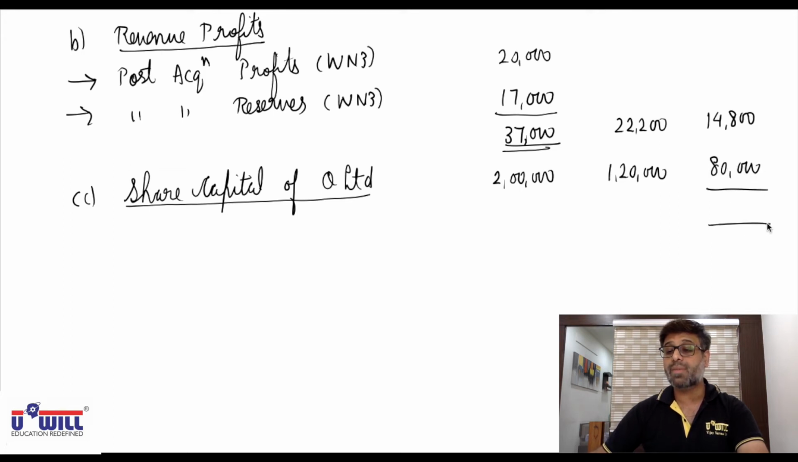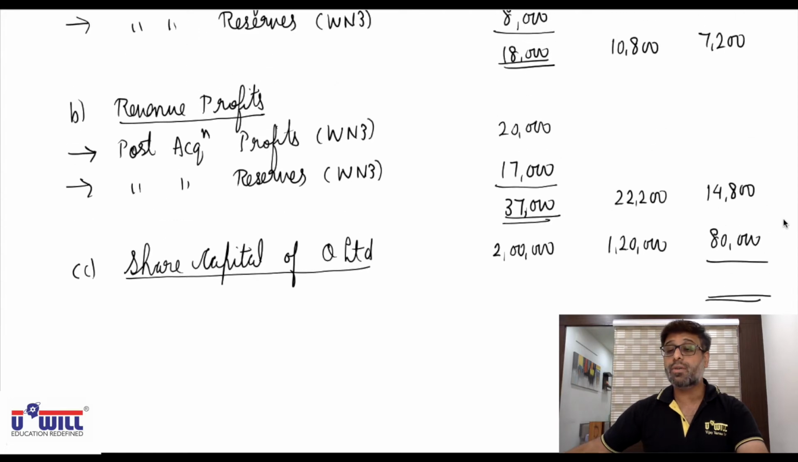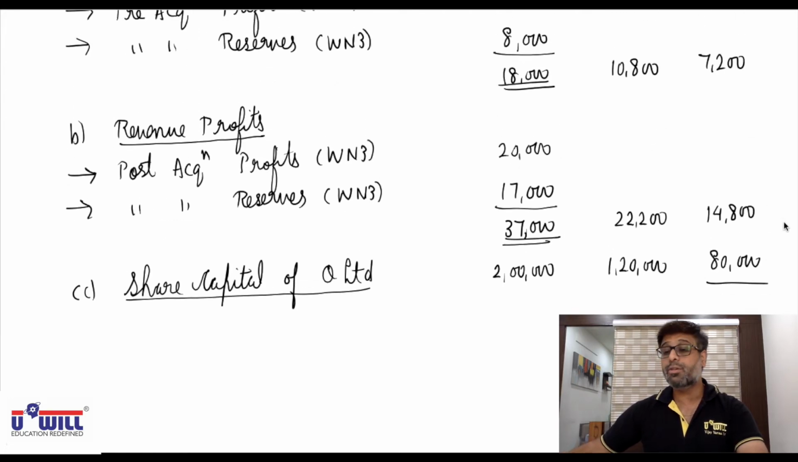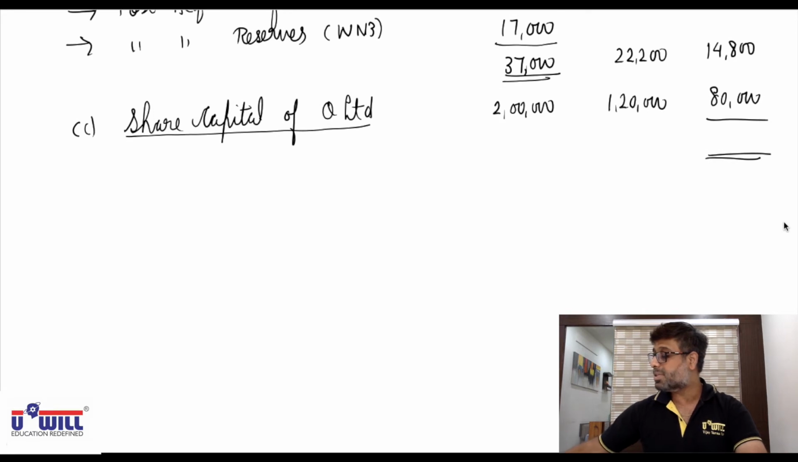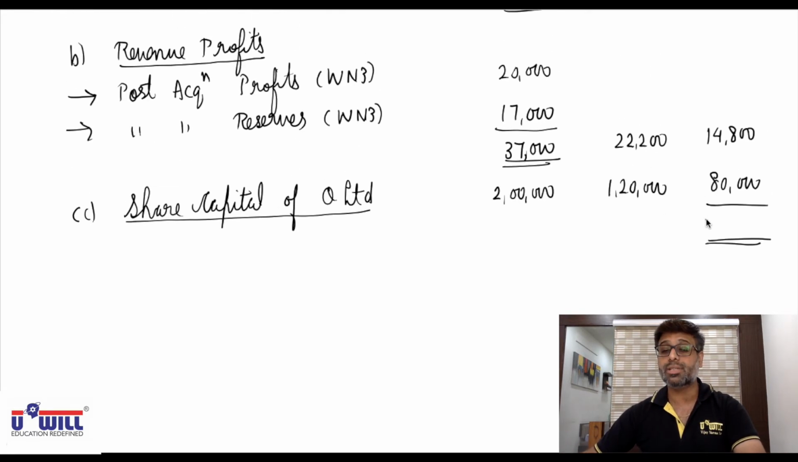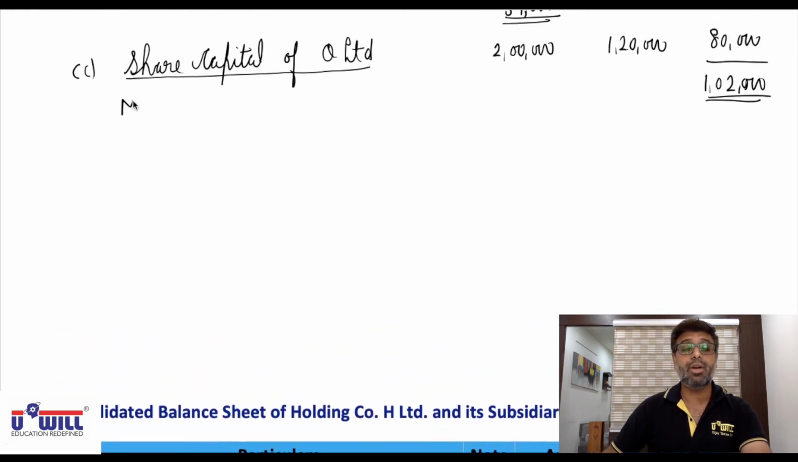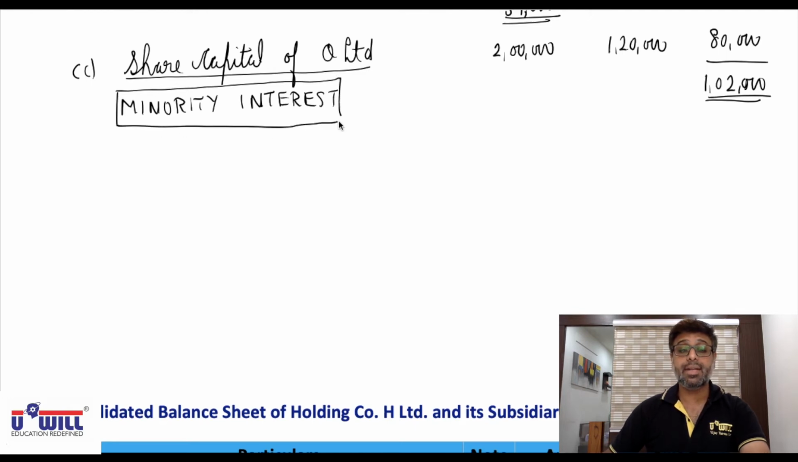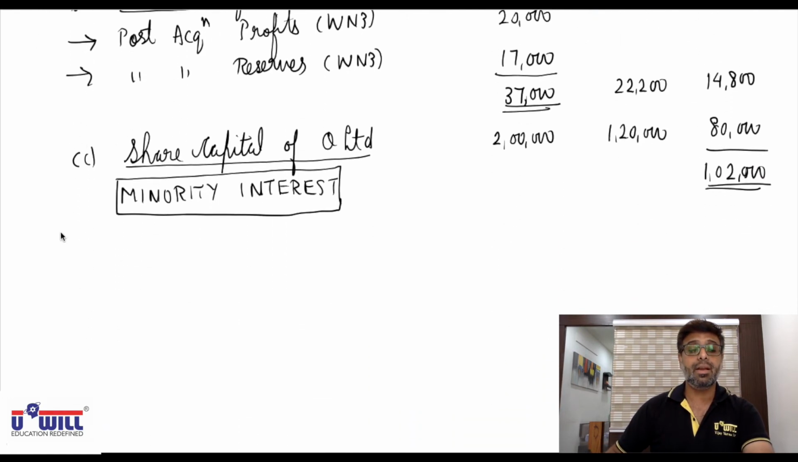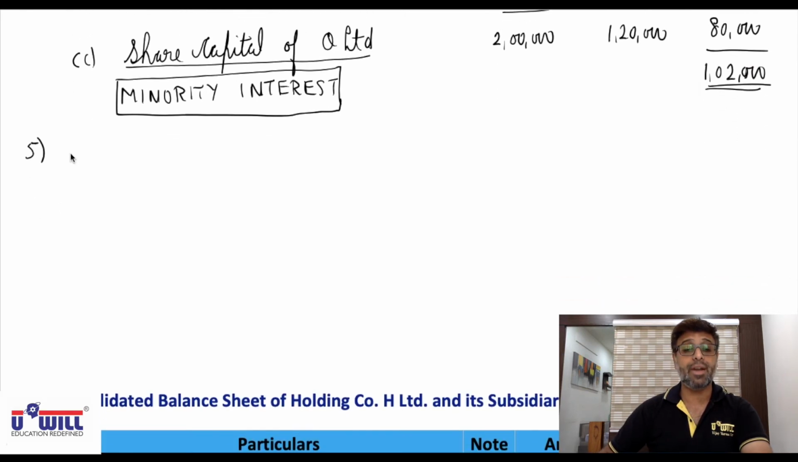Now total of this column will directly give us minority interest. So all of you do it, 7,200 plus 14,800 plus 80,000, that comes to 1,02,000. Okay, 1,02,000 is the amount of minority interest. If you have tried the workings on your own and got this correct, then you are progressing well in this chapter. Now, even working note 5, you should have tried on your own and verify what answer do you get.